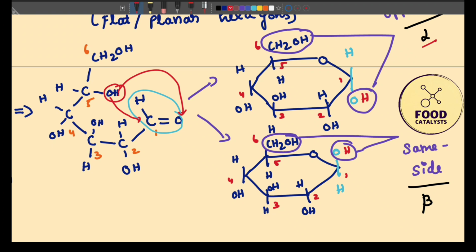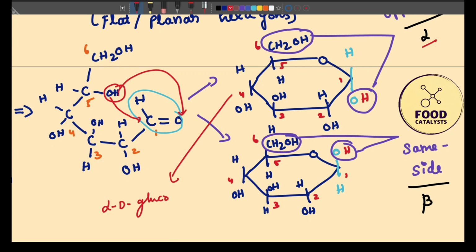Let's try to name the two different structures. For the first structure, as you already know, the first word is alpha. The second word is D. I will explain the D later in another video, why it is called D or L. So let's mention D. And this is glucose, right? Ultimately, I have converted the glucose into this structure, so it is gluco.